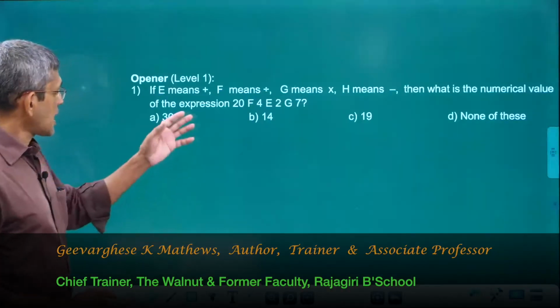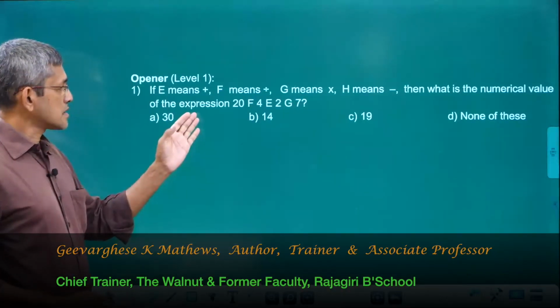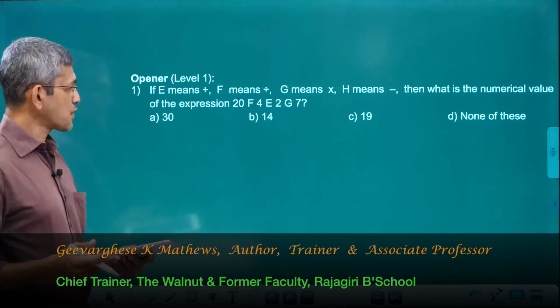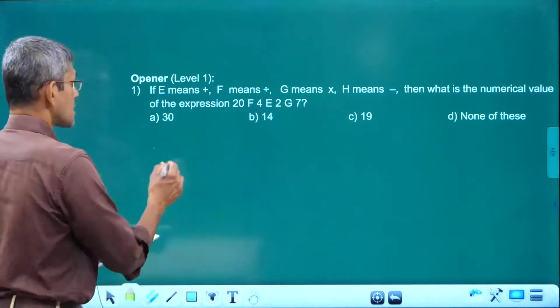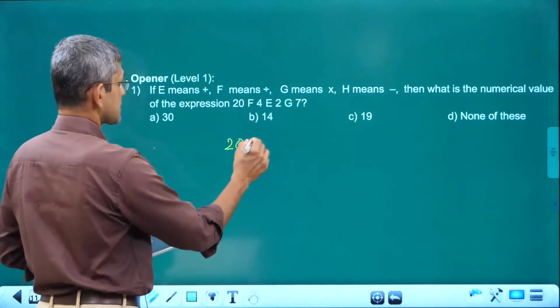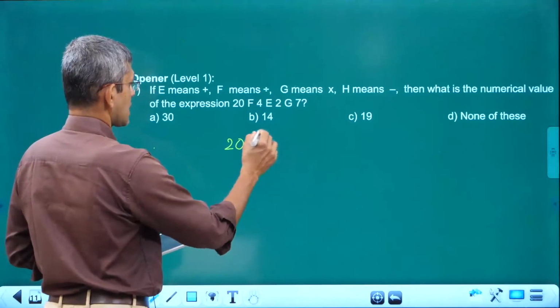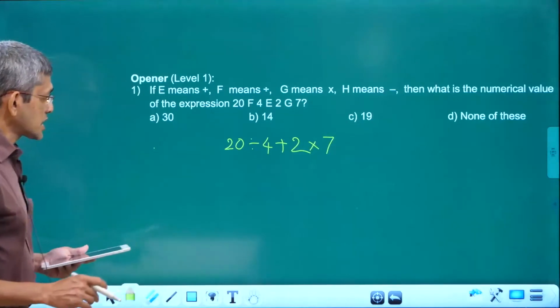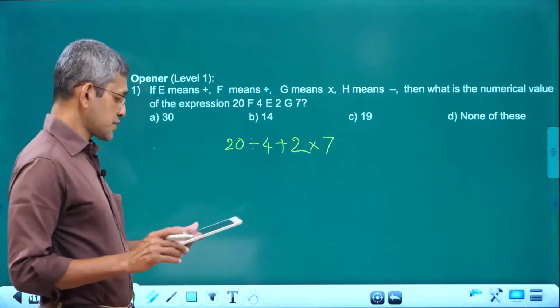E means plus, F means division. Then what's the numerical value of the expression 20F4E2G7? Here, 20F means division. 20F4 and E. E means what? Addition. So 20 divided by 4 plus 2 into 7.